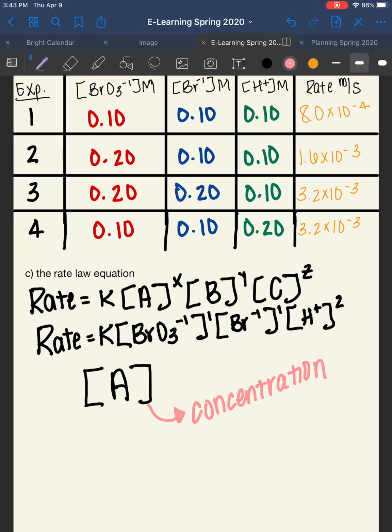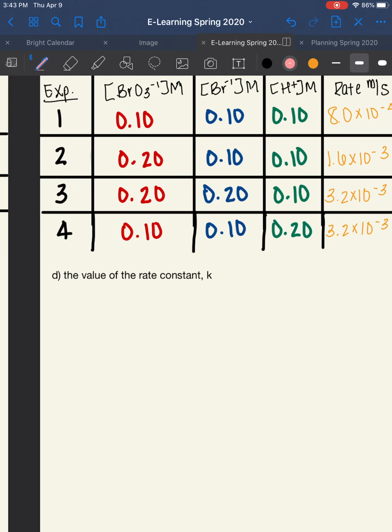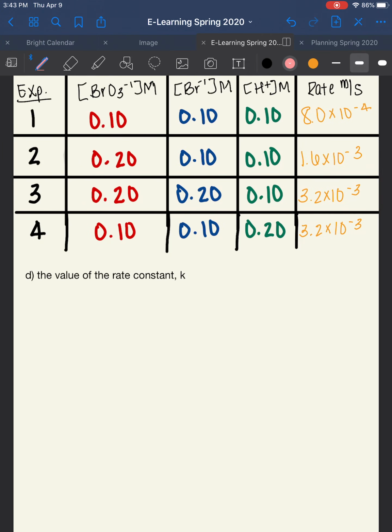So the concentration or molarity. Whenever we're multiplying these 3 reactants here, we're multiplying their respective concentration for whatever experiment or problem we're looking at. Okay, so just something for you guys to remember. Let's go ahead and go on to the last part of this problem, part D.